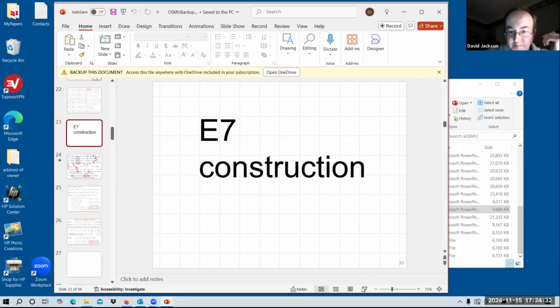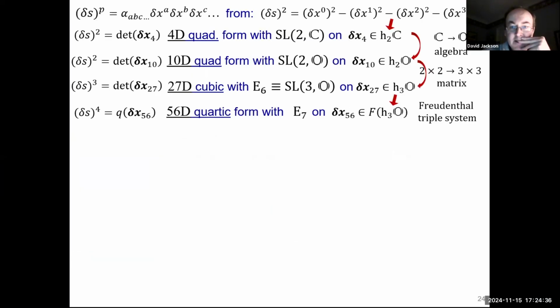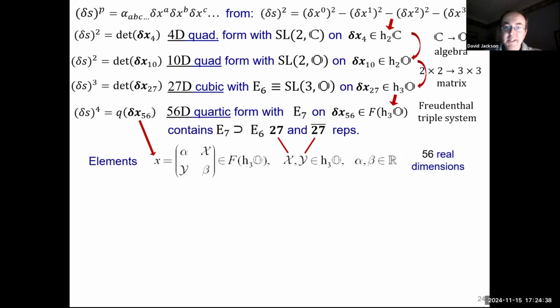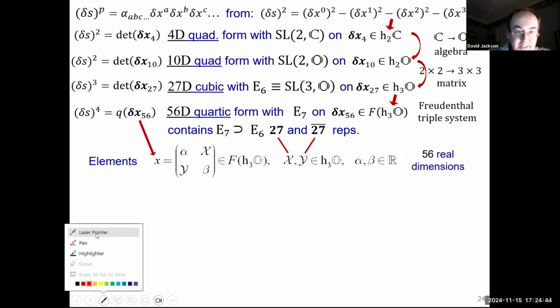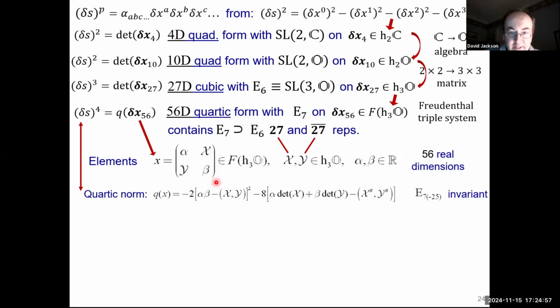I'm hoping this slide will answer the question. Oh yes, so basically, going to E7, it's often written as a matrix like this, but it's not actually a matrix. So it contains two objects, these H3O Jordan algebras, and two roots. So these are two copies of the... So it's like combining two E6, kind of thing, is it? Yes. Okay.